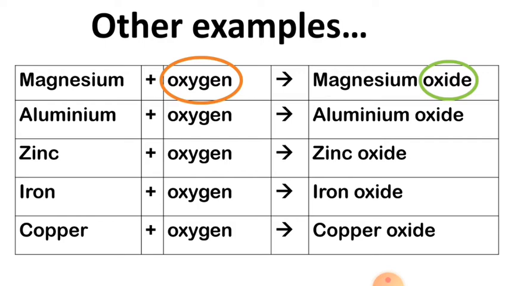Another example of a compound is magnesium. Magnesium reacts with oxygen and becomes magnesium oxide. So all these are examples of elements, and they react with oxygen, and this is the product formed. For all these compounds, at the back of their names, we have oxide: zinc oxide, iron oxide, copper oxide.